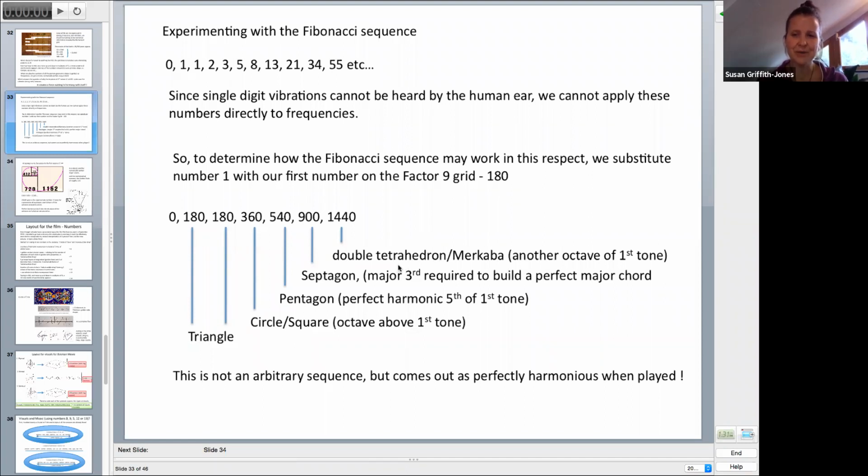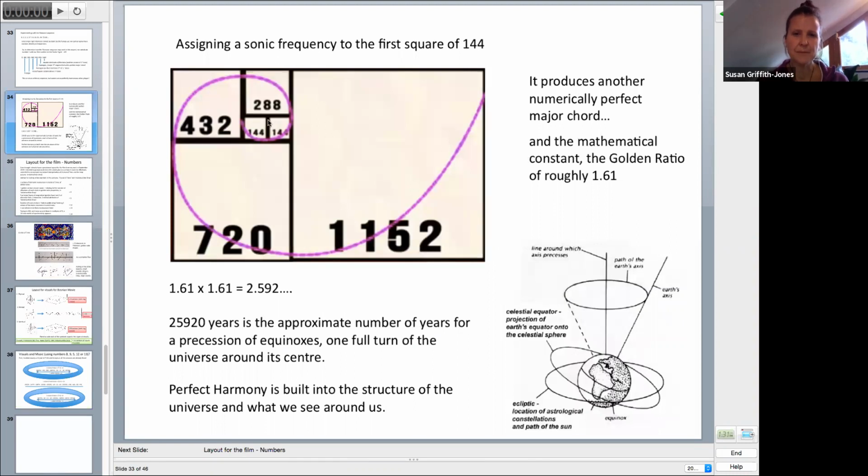So again, this perfect structure of harmony also exists within the Fibonacci sequence, which is also related to the golden ratio, as I've described before. This is not an arbitrary sequence, but comes out as perfectly harmonious when played. And here we have assigned the sonic frequency 144 to the first square. This is how we build a golden ratio Fibonacci spiral. This is the way to build it, by adding one, then one on the side, then doubling it, and so on, all the way to become a golden ratio.